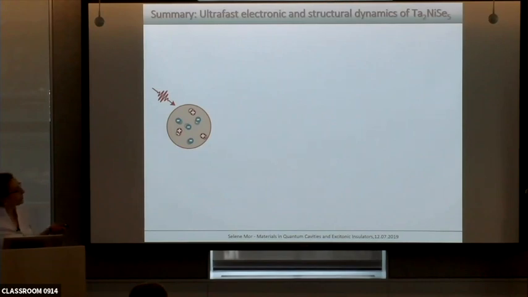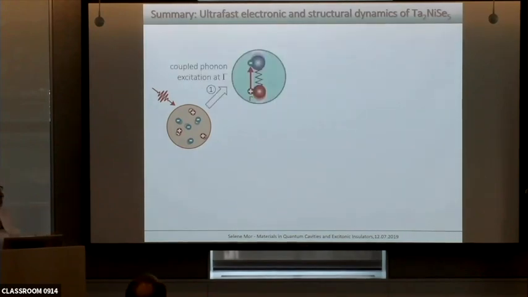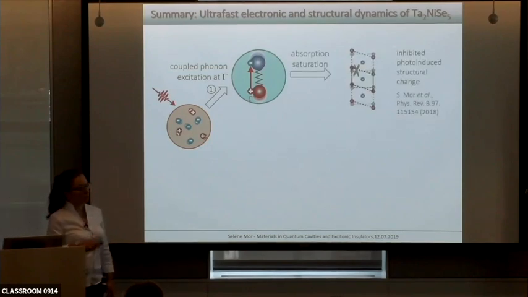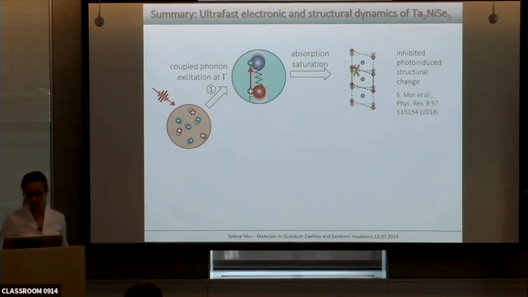So, free carrier excitation, I've shown you, can efficiently couple to the lattice by coupling with excitation at the gamma point. And there is this absorption saturation at gamma, which is the blocking mechanism for a photoinduced structural change. So the lattice doesn't change upon photoexcitation.